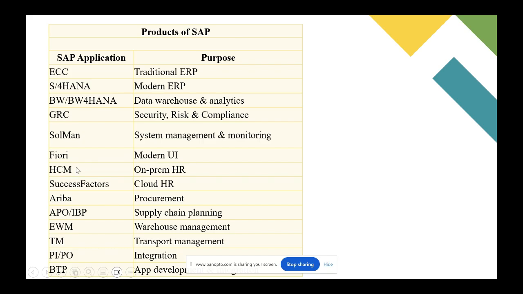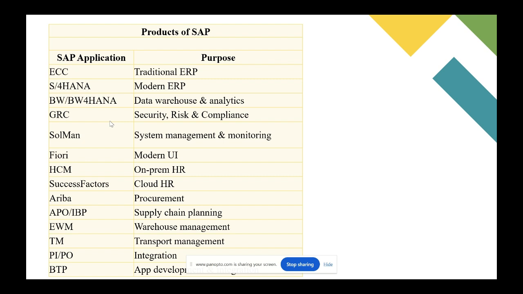HCM, human capital management, is the on-prem HR system. SuccessFactors is the cloud HR. Ariba is for procurement. Then supply chain planning and extended warehouse management, that is EWM. And transport management, process integration and process orchestration, business transformation. All these other products of SAP are mentioned over here, but we will concentrate more on ERP products.